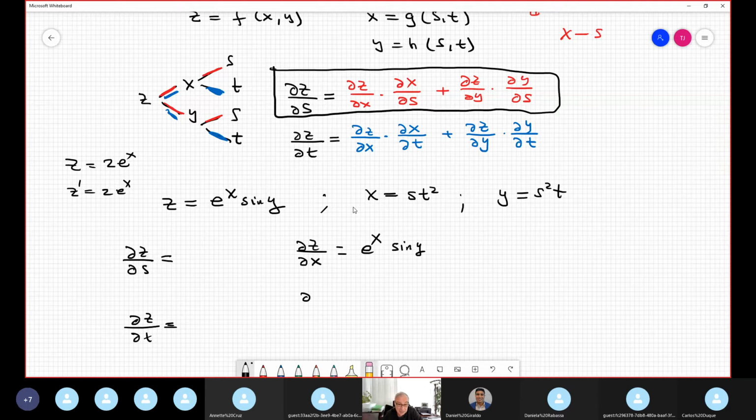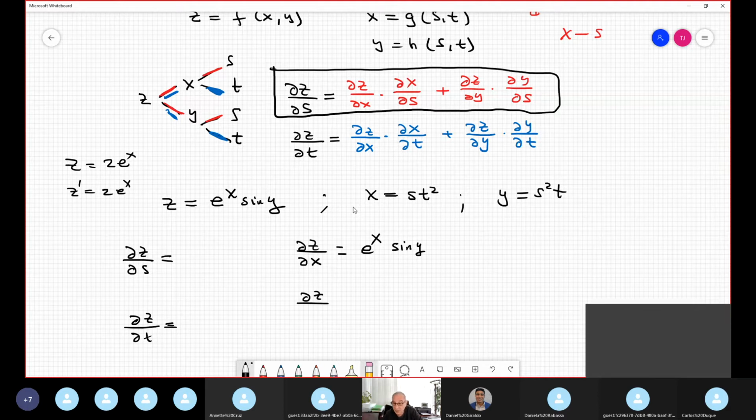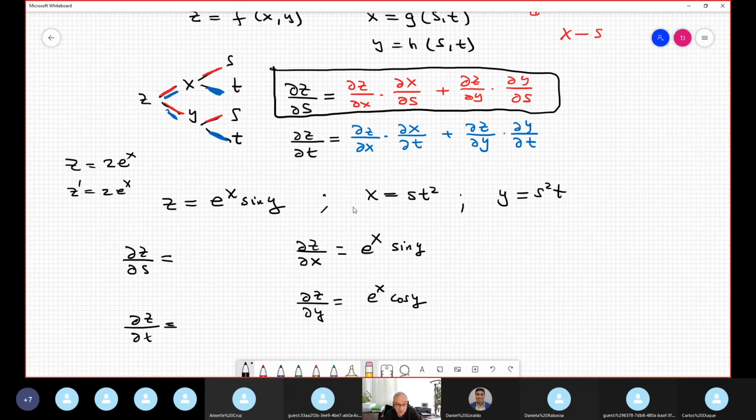Partial of z with respect to y: the derivative of sine is cosine, and the exponential is a constant in this case. Cosine y, because the derivative of sine is cosine. Okay, I did that part. Now I need to find the partial derivative of x with respect to s and the partial derivative of y with respect to s, because I tried to compute that part.